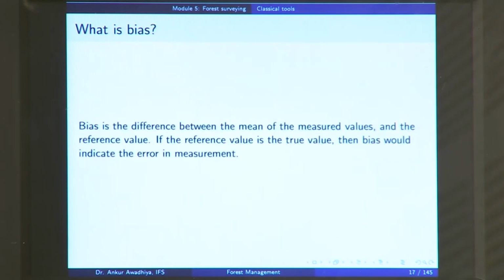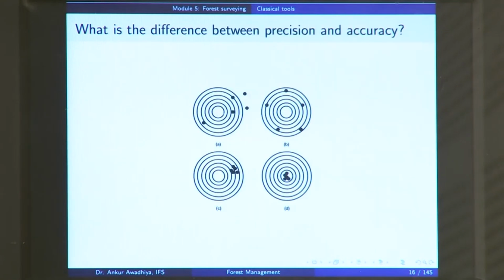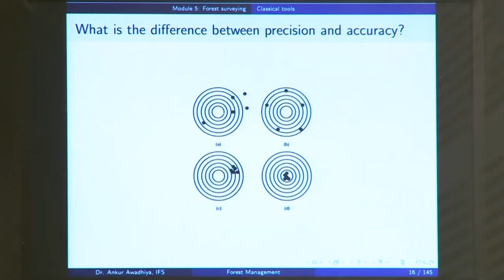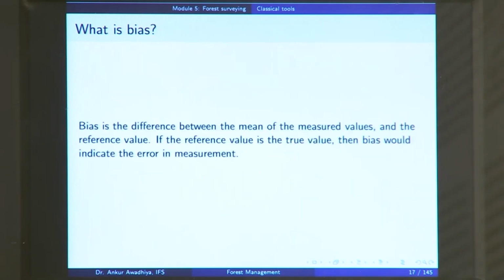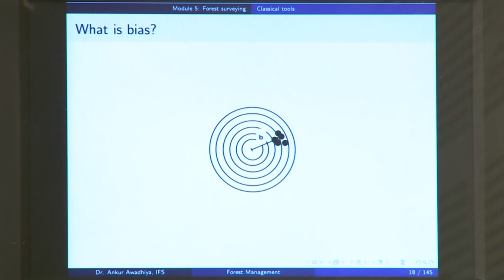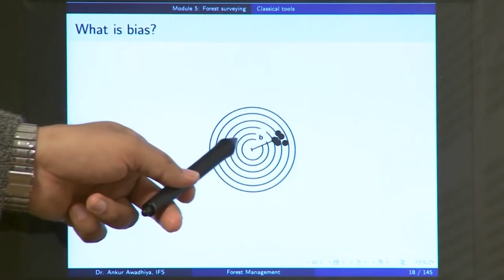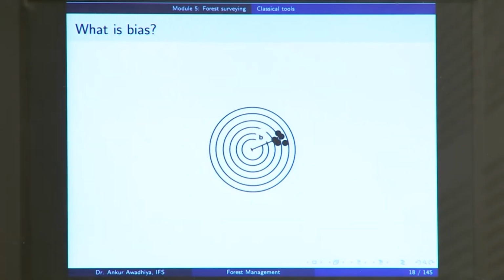Now, here we also come to another concept, which is known as bias. Bias is the difference between the mean of the measured values and the reference value. So, what we are saying here is that, suppose your reference value is at the center and the mean is here, what is the difference? And if the reference value we are taking to be the true value, then bias is equal to the error in the measurement. So, in the case of these shots, you have the readings here. These are the measured values, this is the reference, the difference between both of these is the bias.